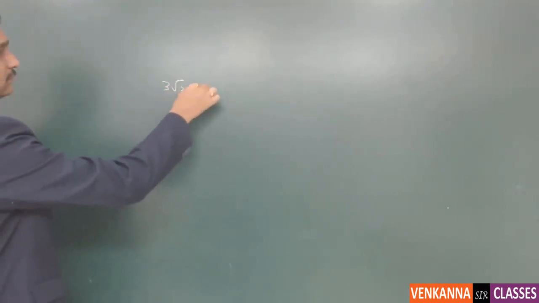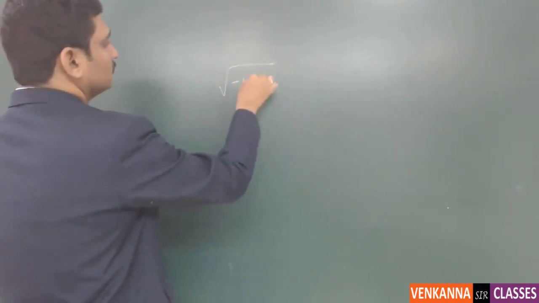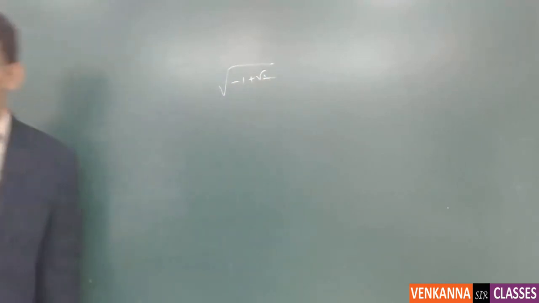Now take another one. It is also an easy one. Let us take the other thing. So take root of -1 plus root 2. Let us take this one.